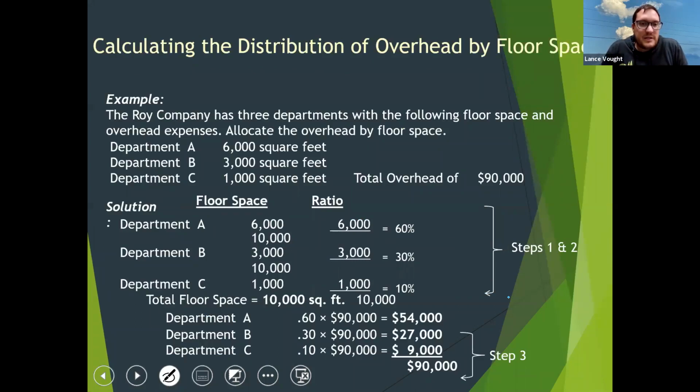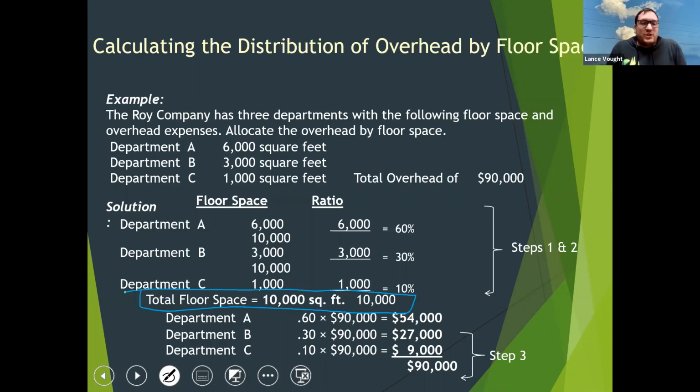So in this example, there are 3 departments: Department A, Department B, Department C. Department A is clearly the largest with 6,000 square feet. Department B is the second largest with 3,000 square feet. And Department C is the third largest with 1,000 square feet. So if we add that all together, we know our total floor space is going to be 10,000 square feet.